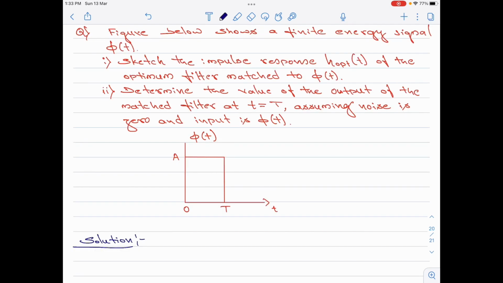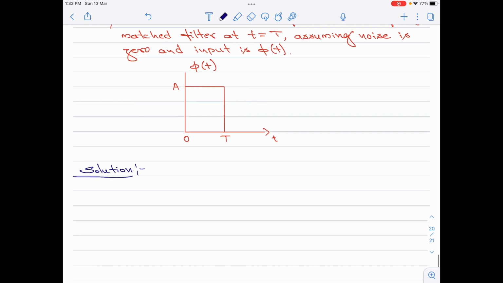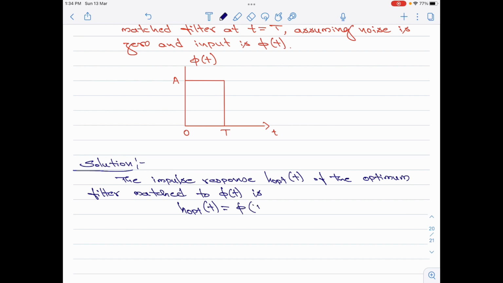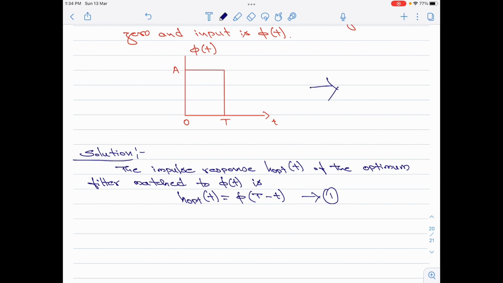From the topic of matched filter receiver, we know the impulse response h optimum of t of an optimum filter matched to phi of t is given by the expression h optimum of t is equal to phi of capital T minus small t. Let me call it equation 1. Please note, in the numerical we are given the value of phi of t. So let me now plot the h optimum of t. I will do it in two separate parts. First I will plot phi of minus t and then I will introduce the delay term capital T.